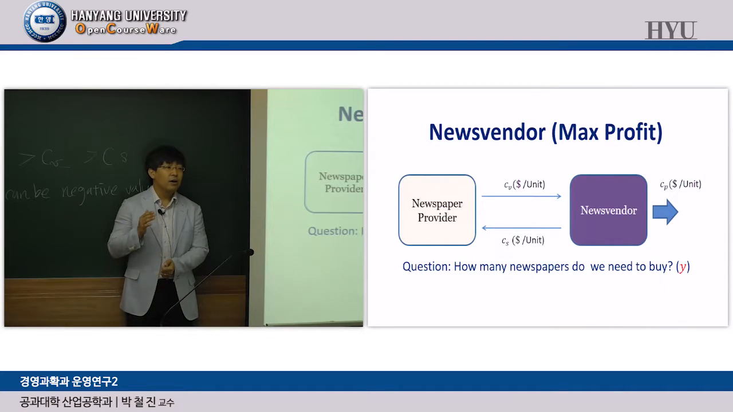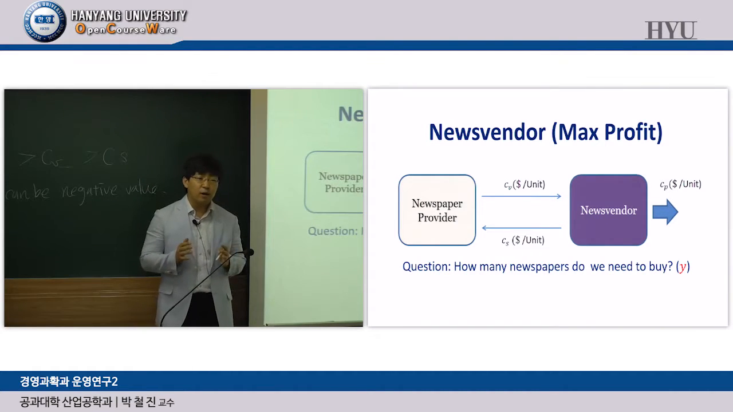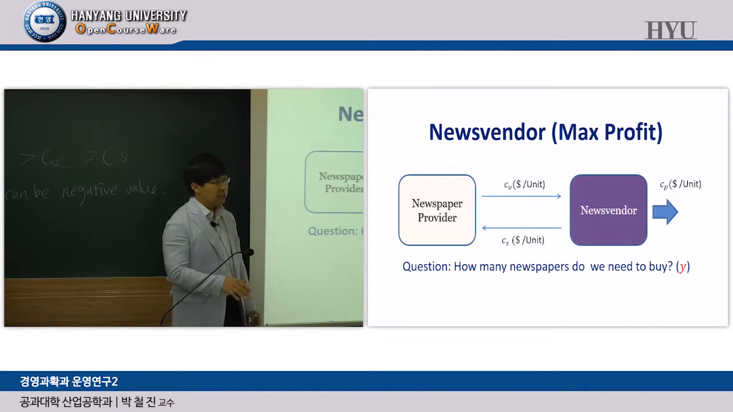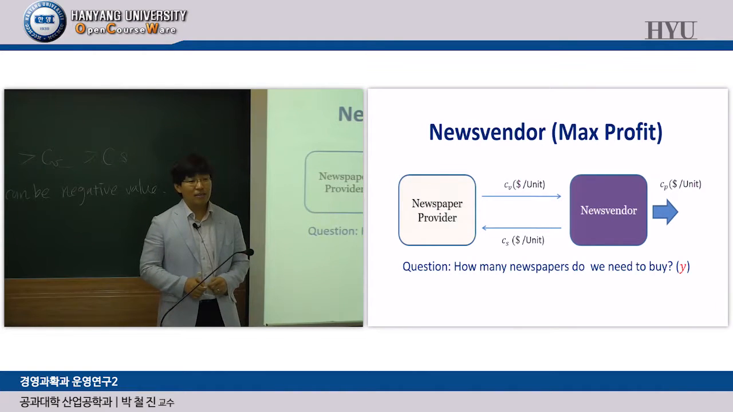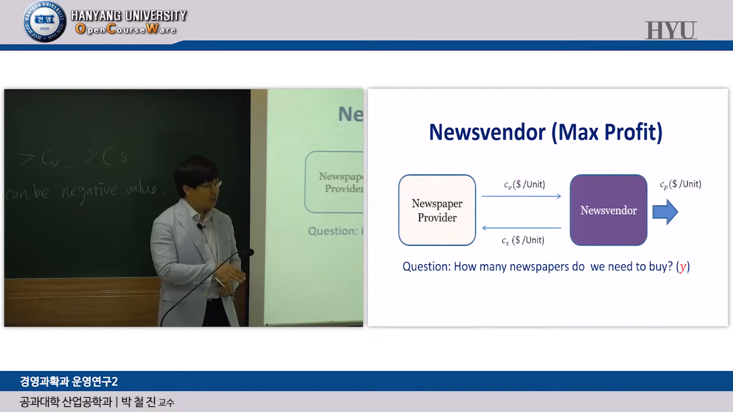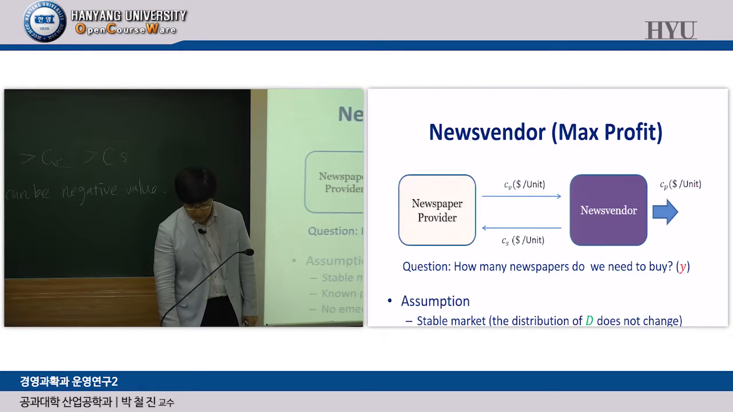And the most important characteristic of the problem is handling random demand. As long as demand is a deterministic value, then we don't have to consider such complicated mathematical things, okay? But now, since we are considering demand as a random number, it is quite difficult.